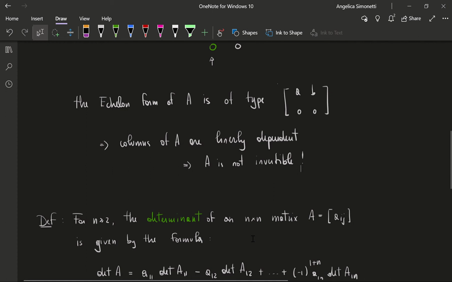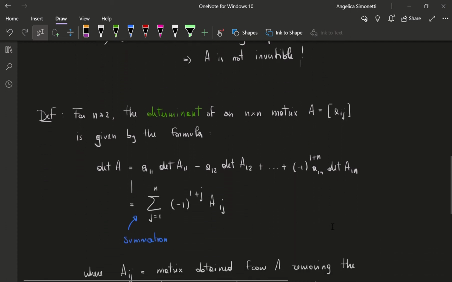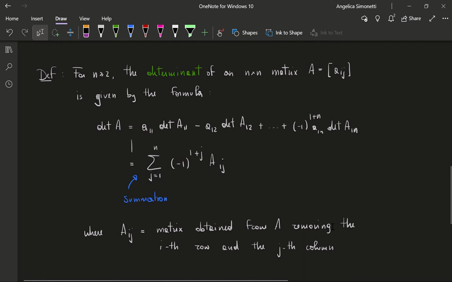The next question is, can I generalize this to 3 by 3 matrices, 4 by 4, or n by n in general? So can I compute the determinant of an n by n matrix? And of course the answer is yes. And here is how the determinant is defined for an n by n matrix. There's not really an easy way to describe this. You have to go through the formula, but what is it?